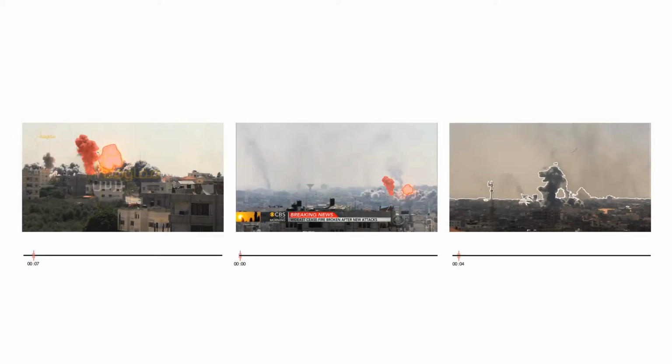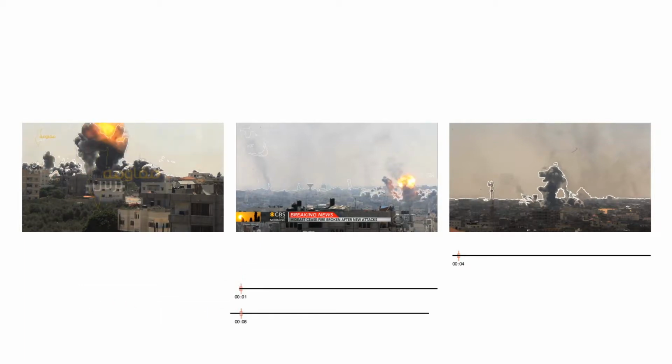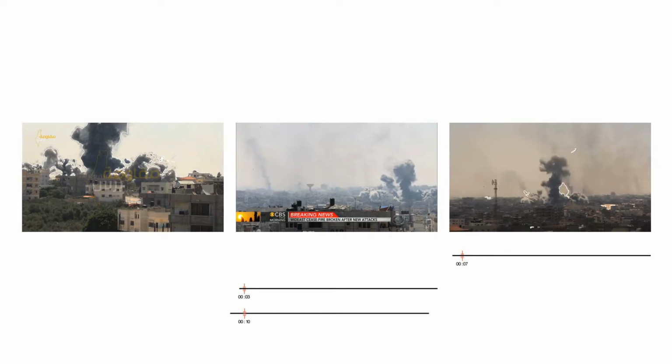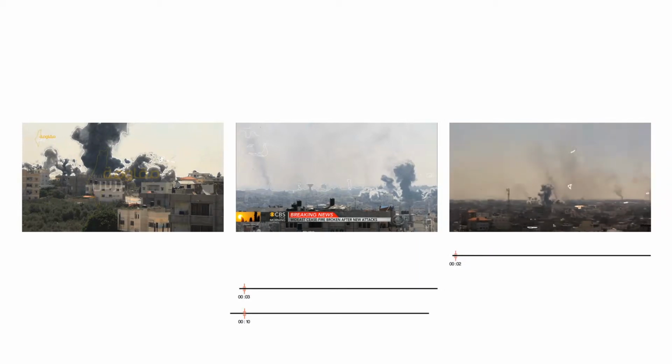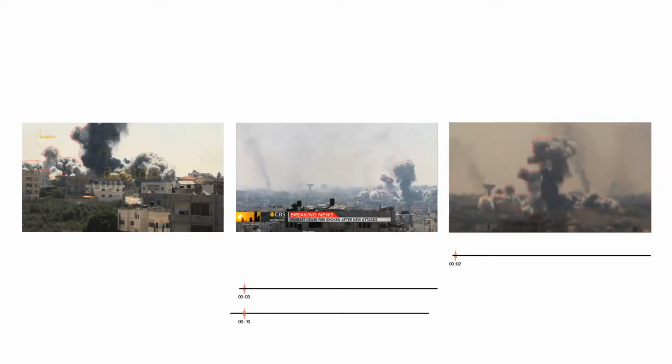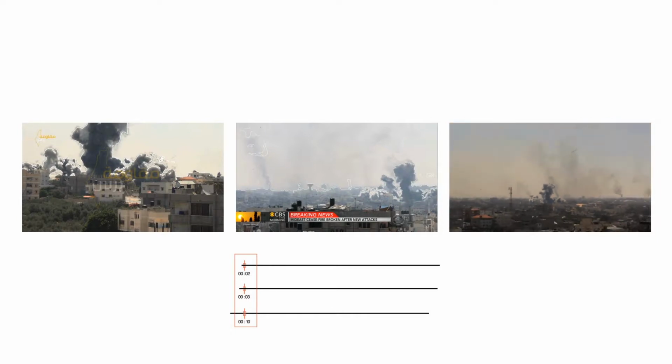We study the constantly shifting morphology of the smoke plumes and compare them. The form of the plume is unique at any given moment. Comparing the exact shape of the plume allows us to find the overlapping still frames and to synchronize the clips.